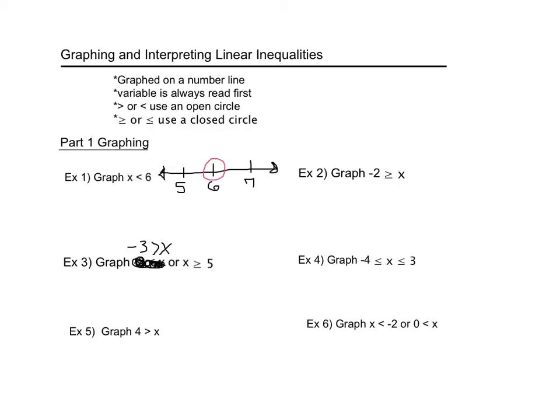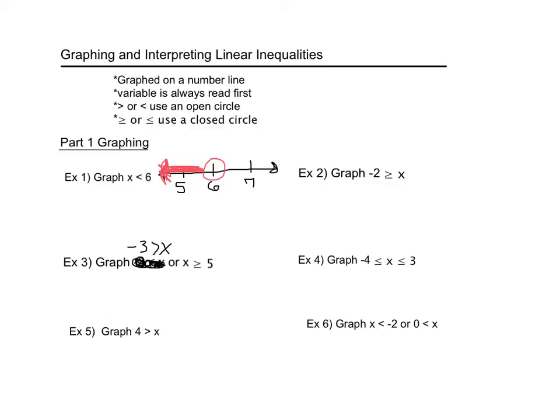And then I have to determine, am I going to shade to the left, values that are less than 6, or to the right, values that are greater than 6? Well, reading the variable first, I'm going to shade values x less than 6. So I'm less than 6 to the left. So I shade that side of my inequality.